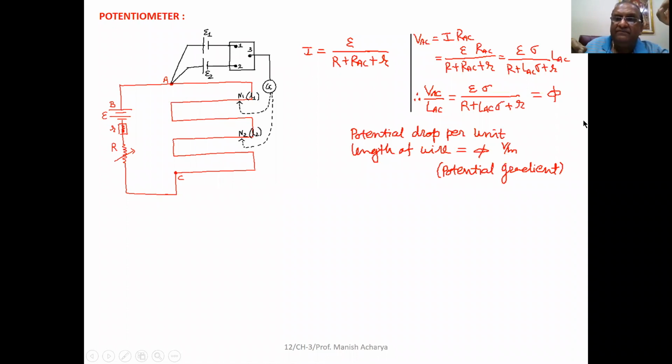So in this way, suppose we fix one terminal of the wire here at A and we keep another terminal variable, and these two terminals are connected with a voltmeter. Then for that variable terminal, as you change the position of that terminal on the wire, different lengths of the wire will appear in the circuit, and now you will get different potential differences. So we can say the potentiometer circuit can be used as a potential divider circuit.